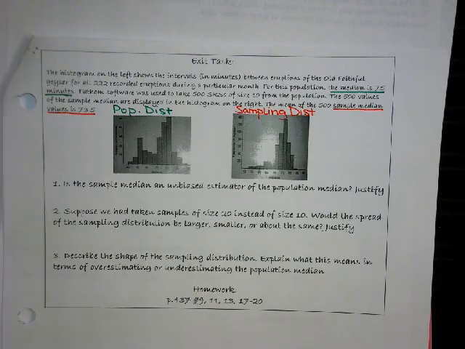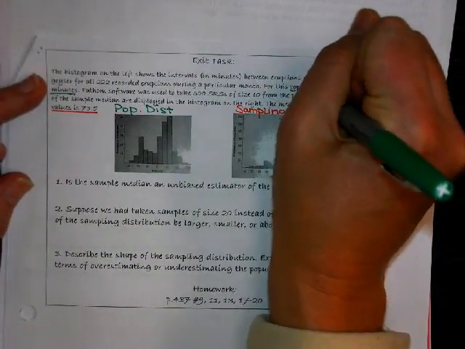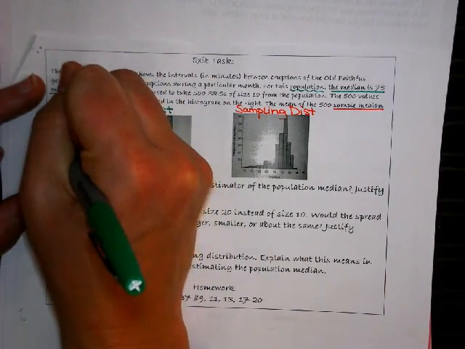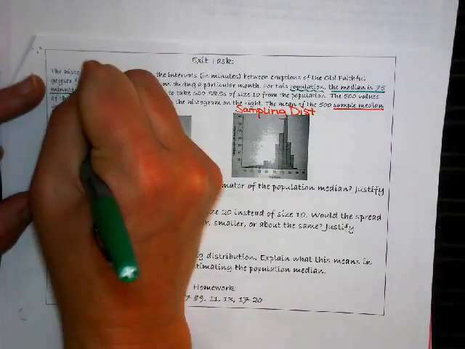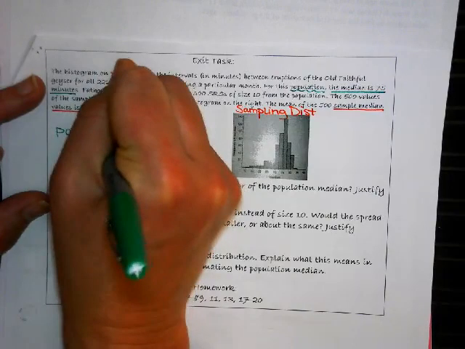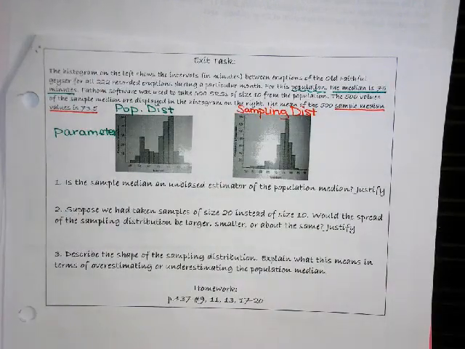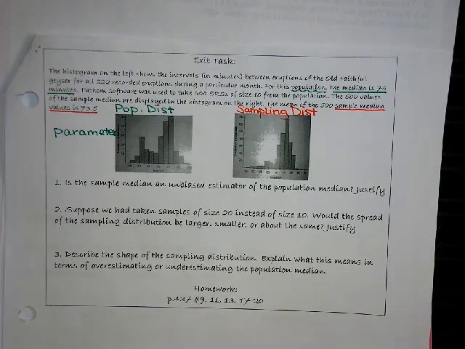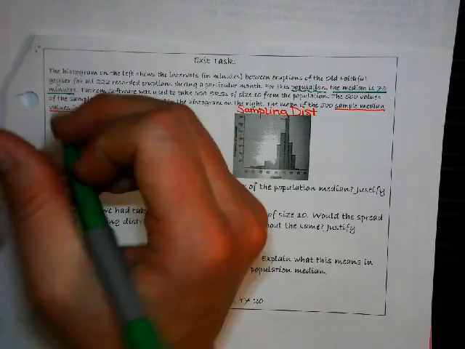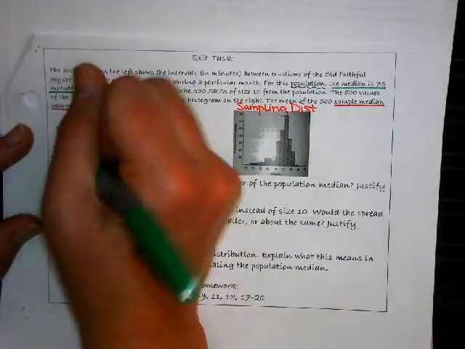Now, this question is also weird because we tend to use means and proportions, but they used median here. So for a parameter median, you use a capital M. For a statistic median, you use a lowercase m.